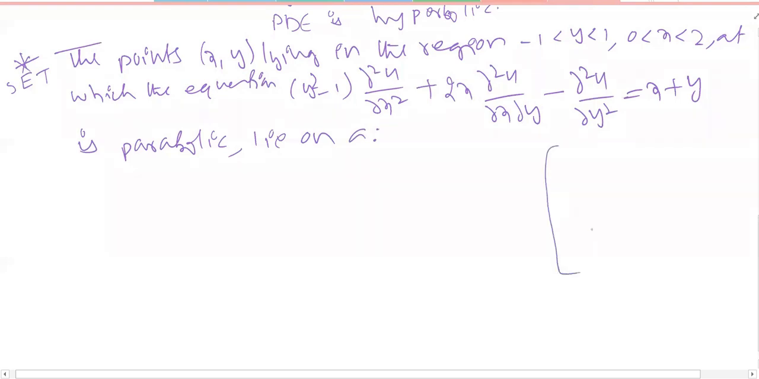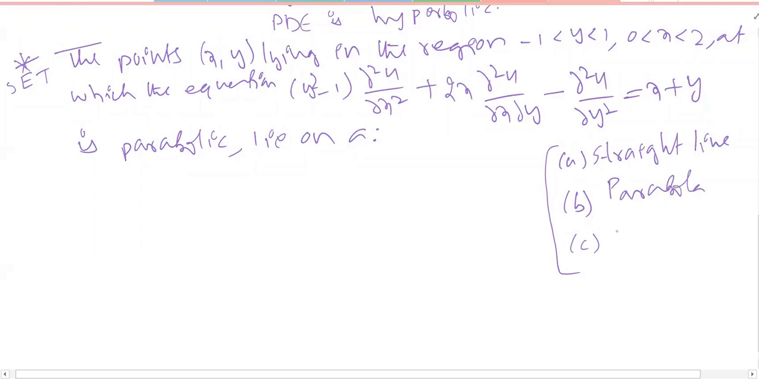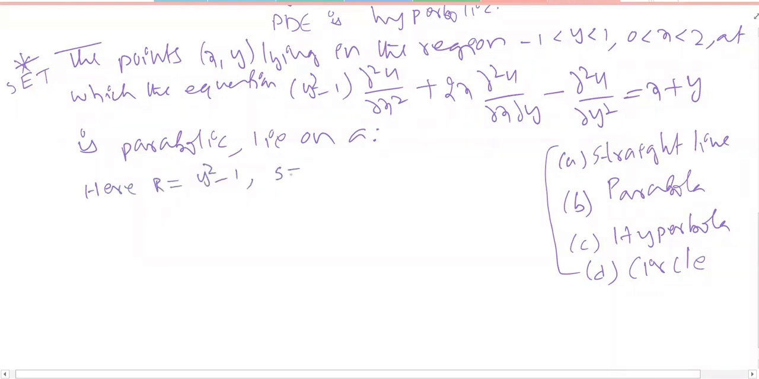We have options. Option A, straight line. Option B, parabola. Option C, hyperbola. And option D is circle. These are the four options. First, we have to compare this equation with Rr + Ss + Tt + f(x, y, z, p, q) = 0. So here R is equal to y² − 1, S is equal to 2x, and T is equal to −1.